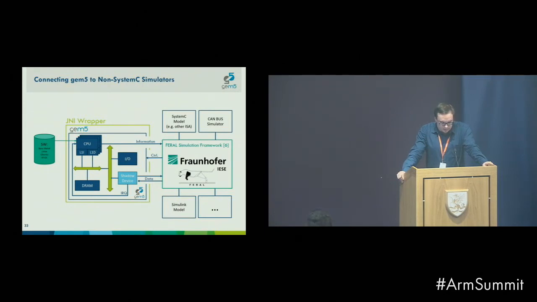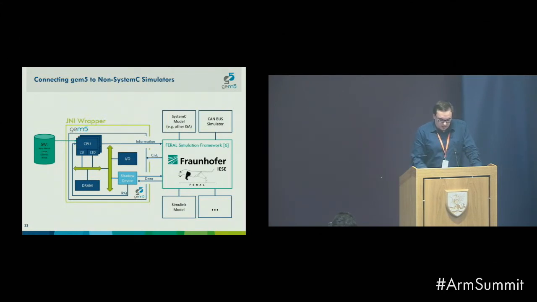So we have a tool there which is called Feral. And this tool is basically a simulation coupling framework. So we can connect GEM5 now to several other models. This can be System C, but can also be a CAN bus simulator or a Simulink model from MATLAB.